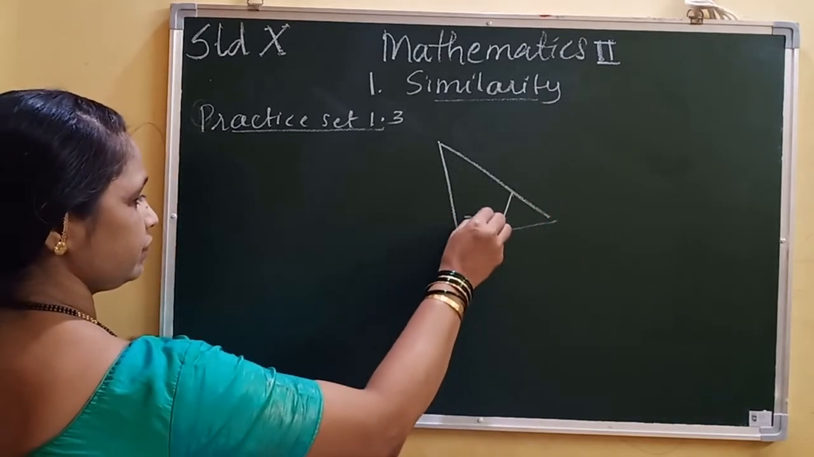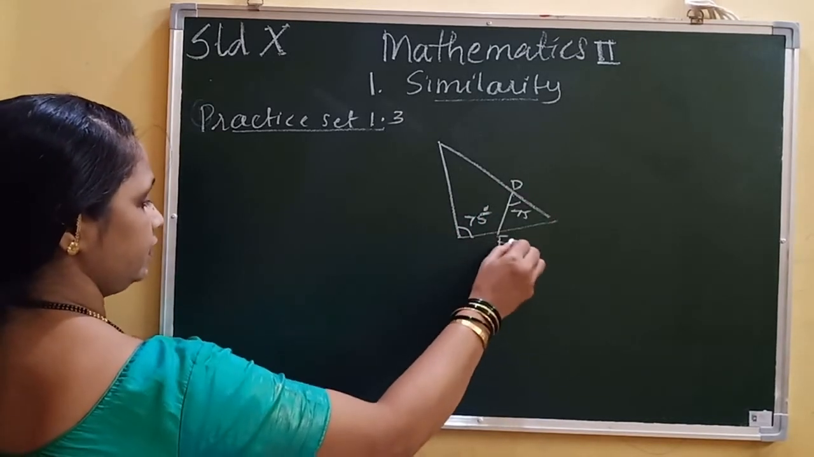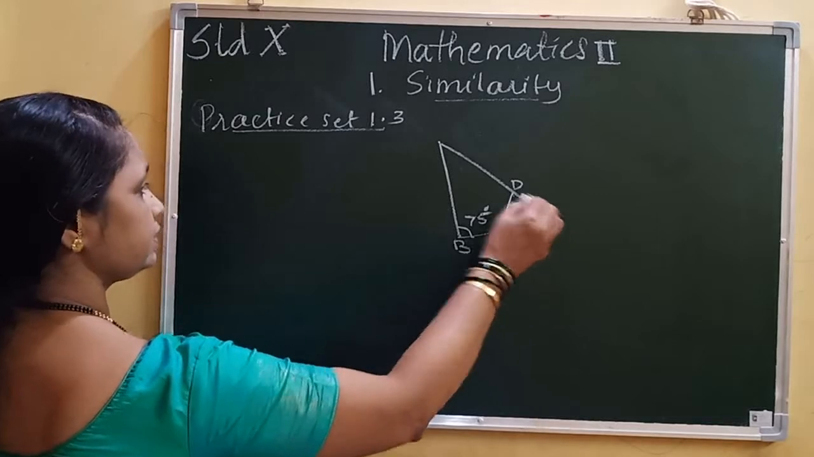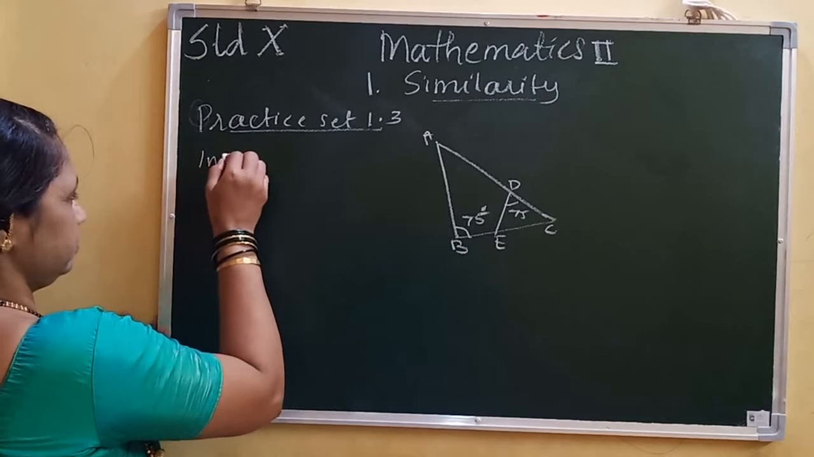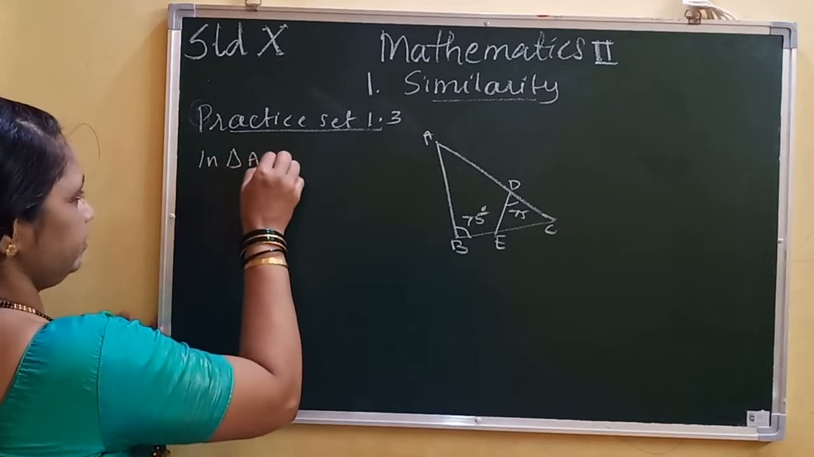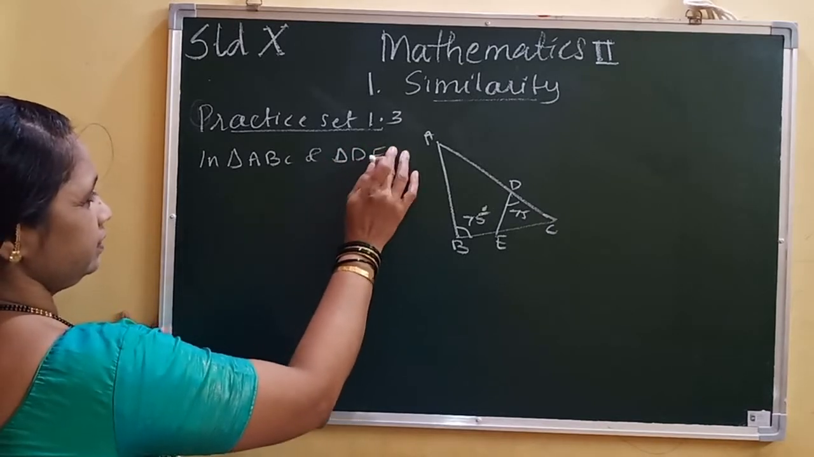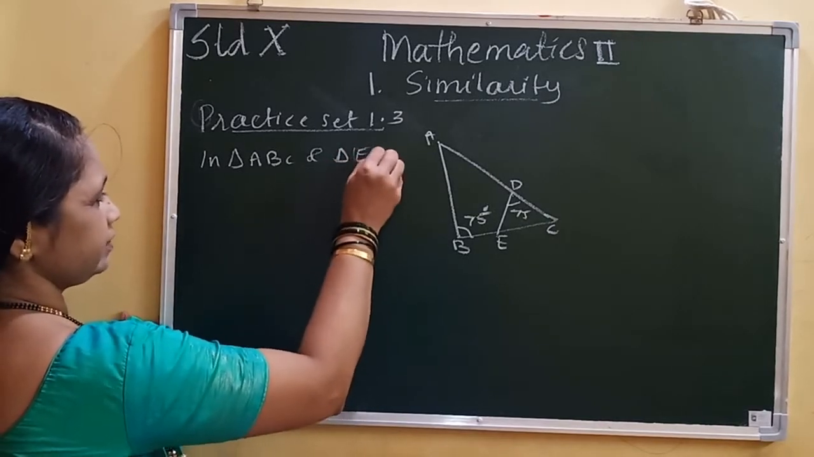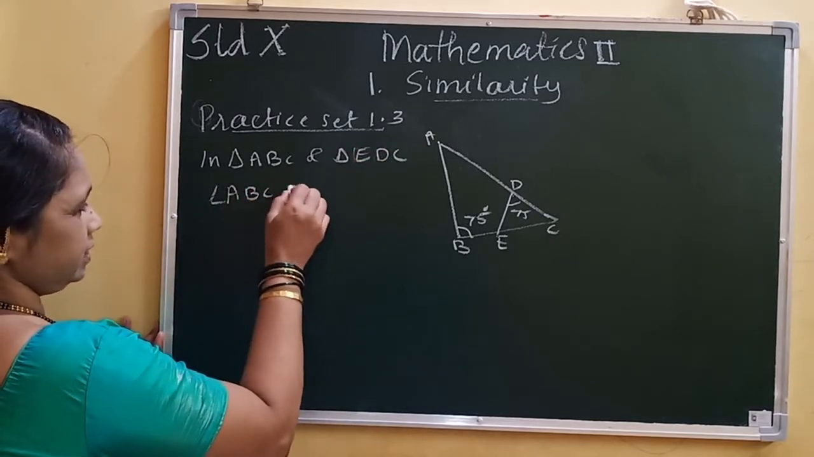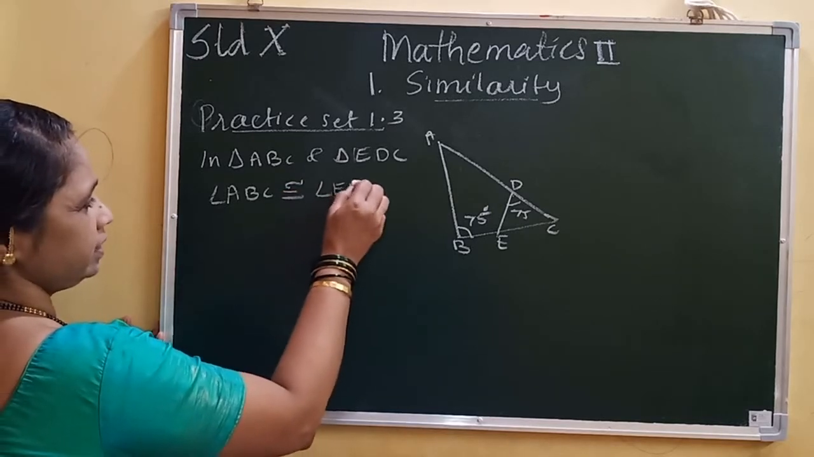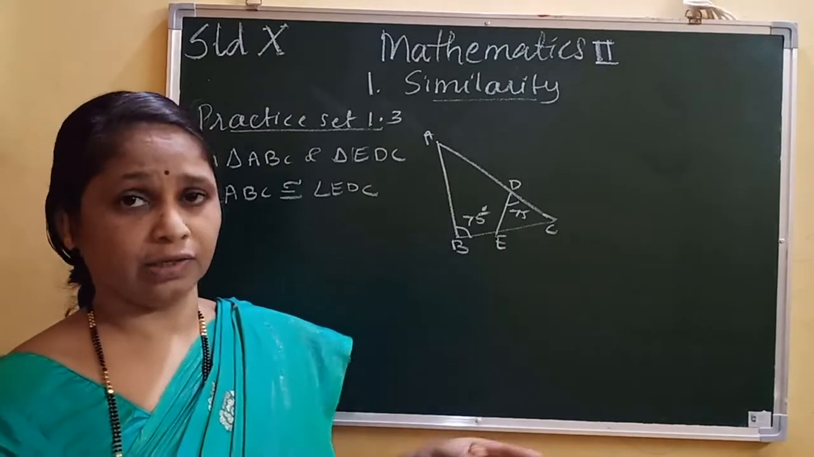This angle's measure is given as 75 degrees. This 75 degrees, it is given. D, E, this is B and this is C. Now see, in triangle ABC and triangle EDC, angle ABC is congruent to angle EDC. Both measures are 75 degrees, so they are congruent angles.